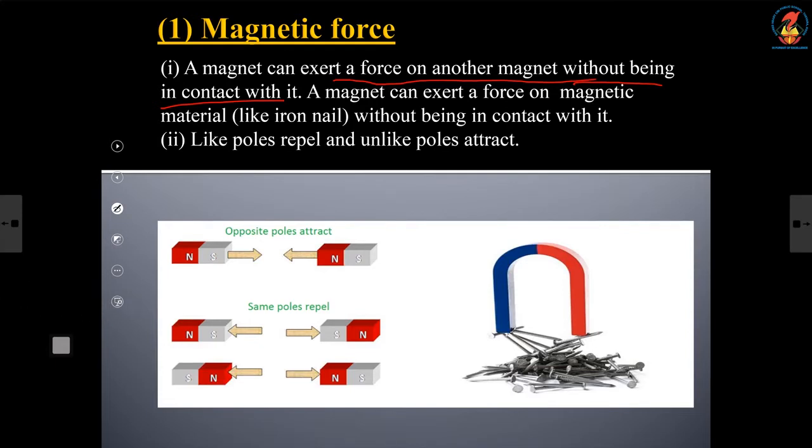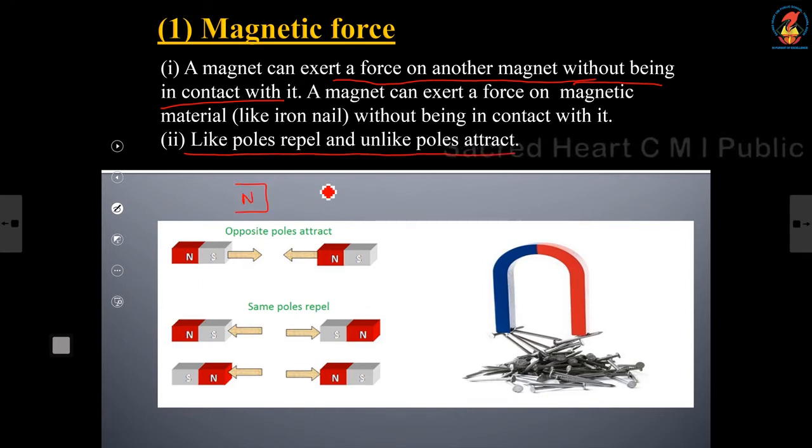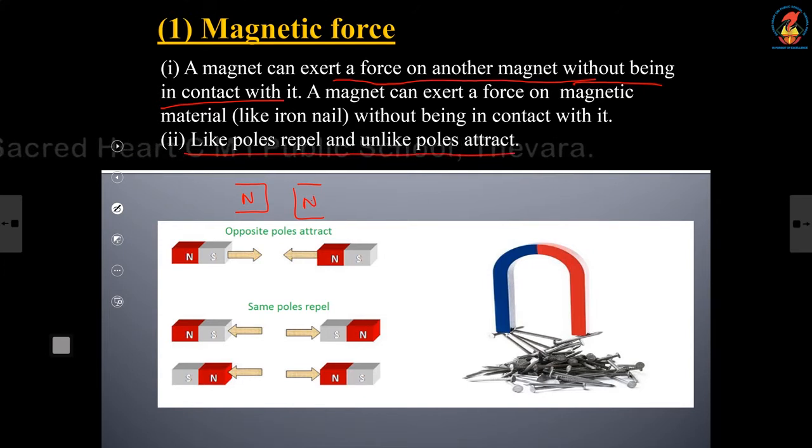Then, like poles repel, unlike poles attract. What will happen when you keep north and north together? This one is a north pole, this one is a north pole. Like poles, definitely they will repel. They will move away. Okay, repulsion.